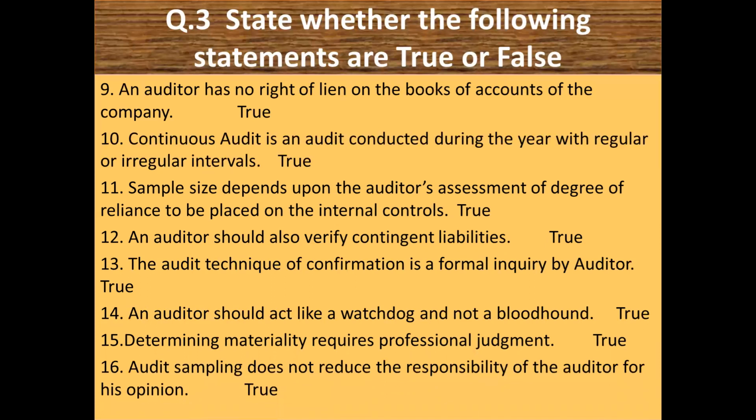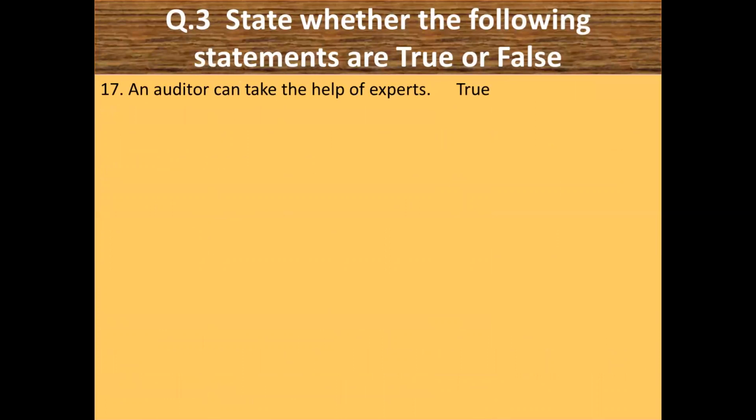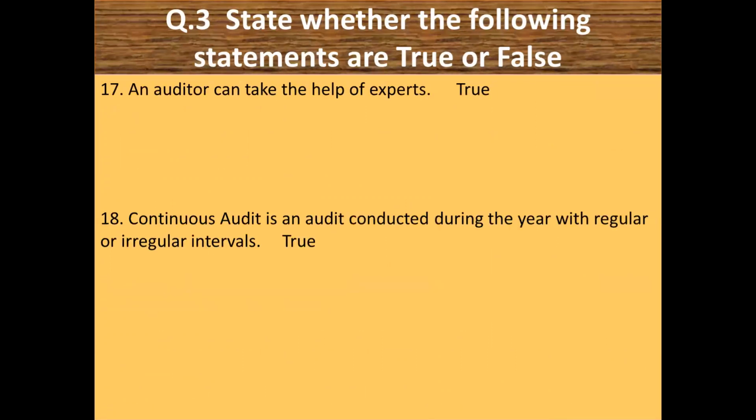Then, the audit sampling does not reduce the responsibility of the auditor for his opinion. We have already seen this. It is a true statement. Next, 17: an auditor can take the help of an expert. Yes, the auditor can take the help of an expert because an auditor cannot be an expert in each and every field. He cannot be an expert in engineering or in the medical field. So that's why we have to take the expert's opinion in order to get the books of accounts audited.